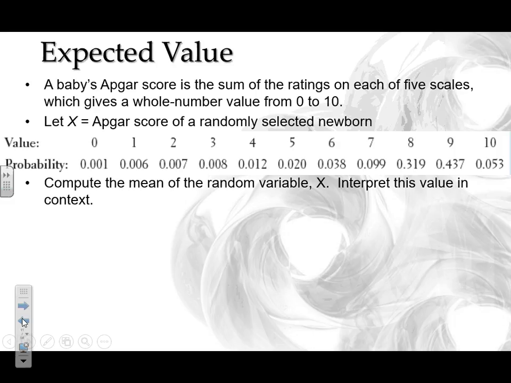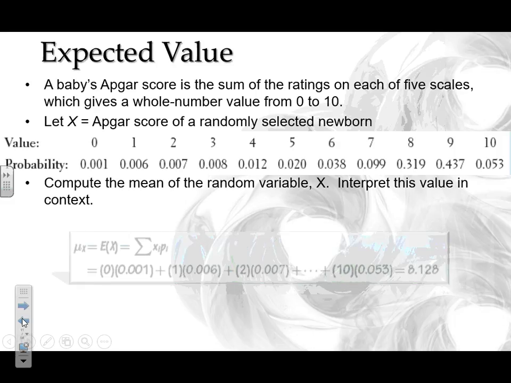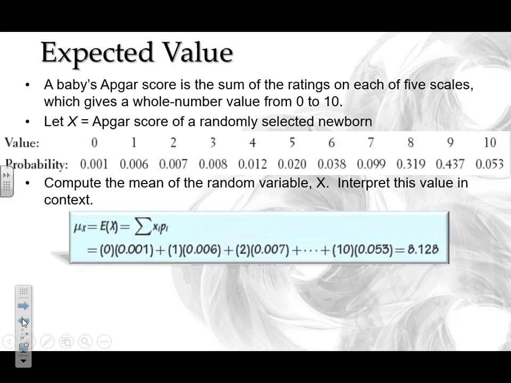So if I wanted to calculate my expected value, what would I need to do here? Basically, I just go through my process of averaging out all of my values with their probabilities. I would take 0 times 0.001 plus 1 times 0.006 plus 2 times 0.007, and so on. I multiply every value by its probability and add them all together. So we get an expected value of 8.128.